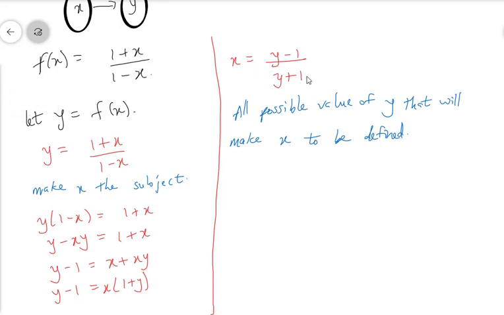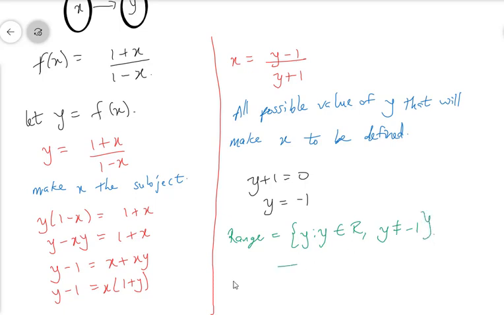We equate the denominator to 0, so y plus 1 is equal to 0, and y is equal to negative 1. This implies that when y is equal to negative 1, x is undefined, because the denominator is going to be negative 1 plus 1, which is equal to 0, which will end up in division by 0, resulting in the function being undefined. So we can rewrite the range of the function to be equal to the set of y such that y is a real number but y shouldn't be equal to negative 1. So this becomes the range for the question.